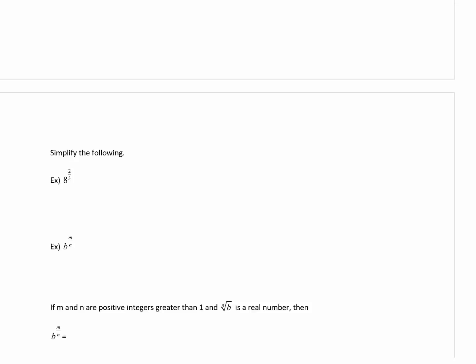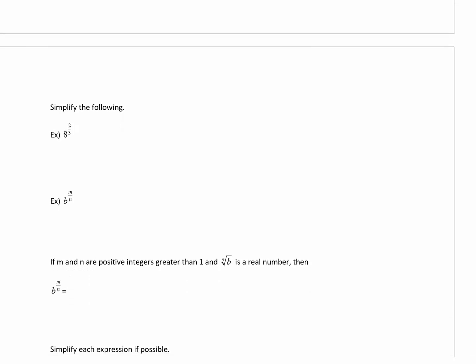Okay, so now let's simplify the following here. Well, 8 taken to the 2/3 power is the same thing as 8 taken to the 1/3 times 2, because 1/3 times 2 is 2/3. Now, I can rewrite this as 8 taken to the 1/3 all squared. Now, the nice part about this is we know what to do with the 1/3 power.